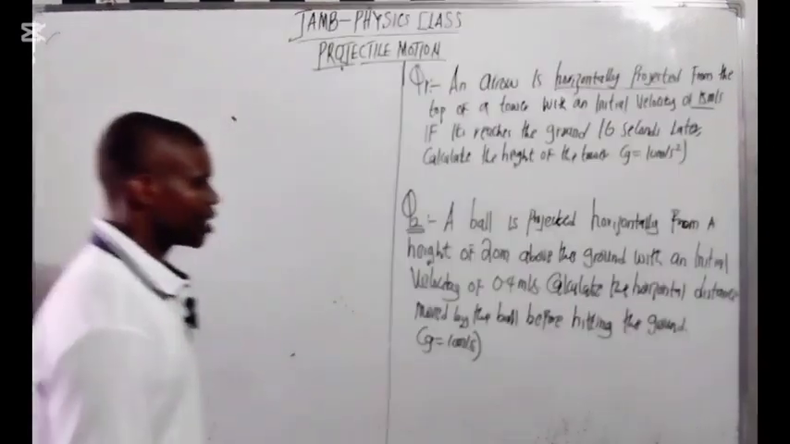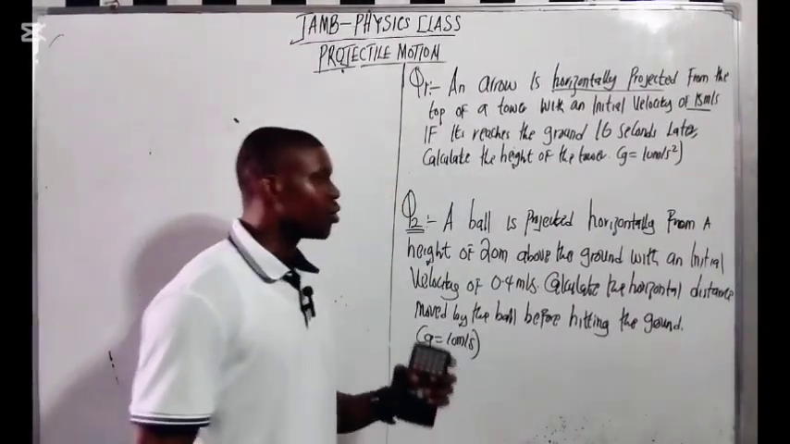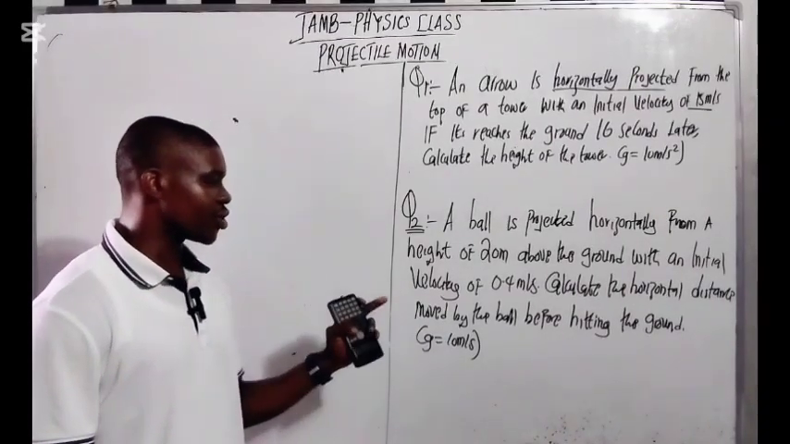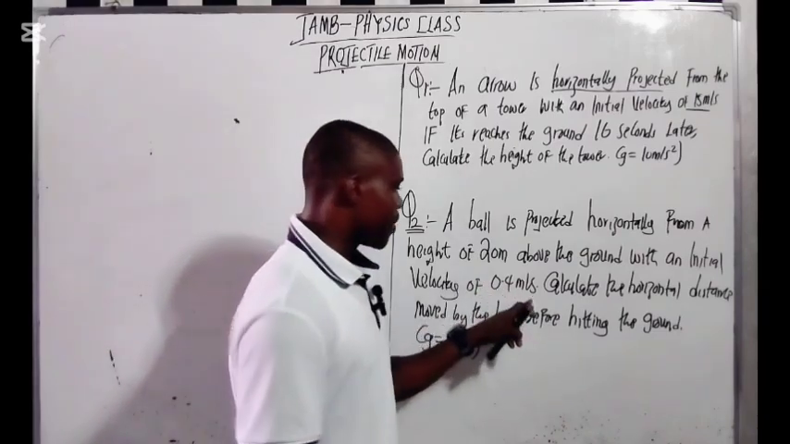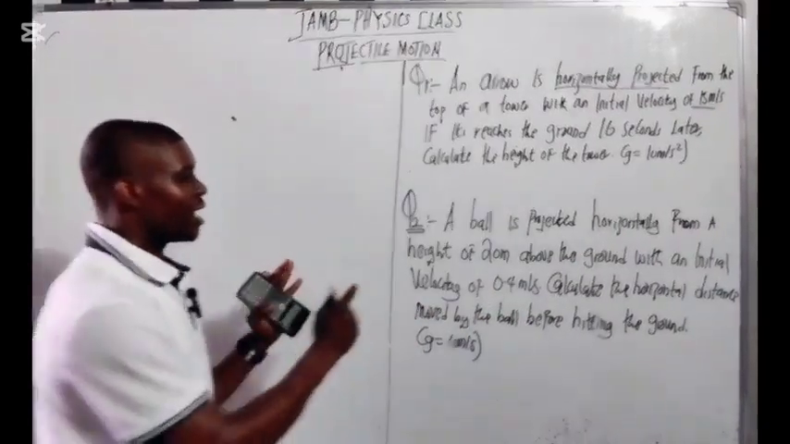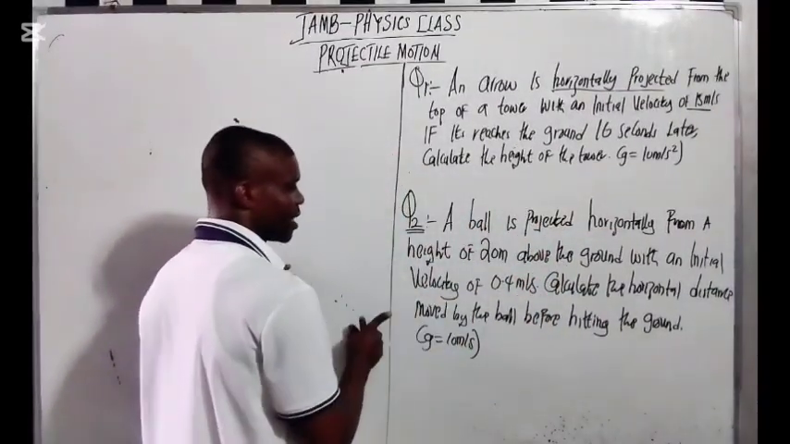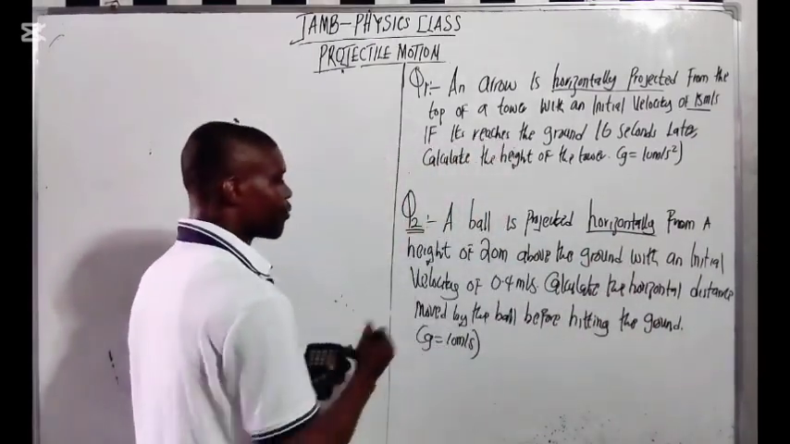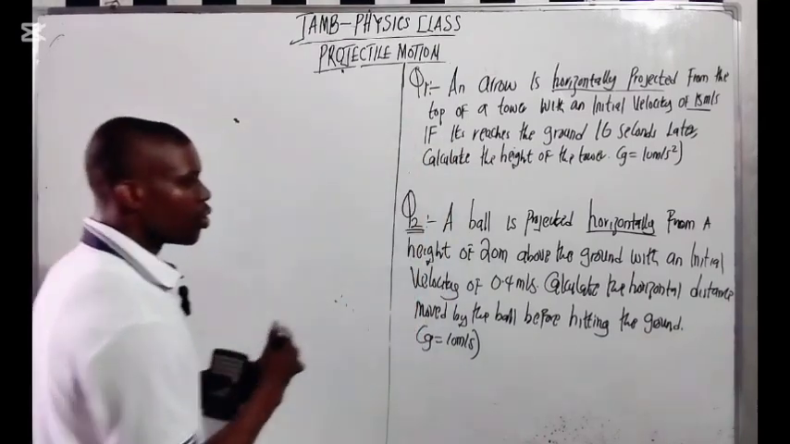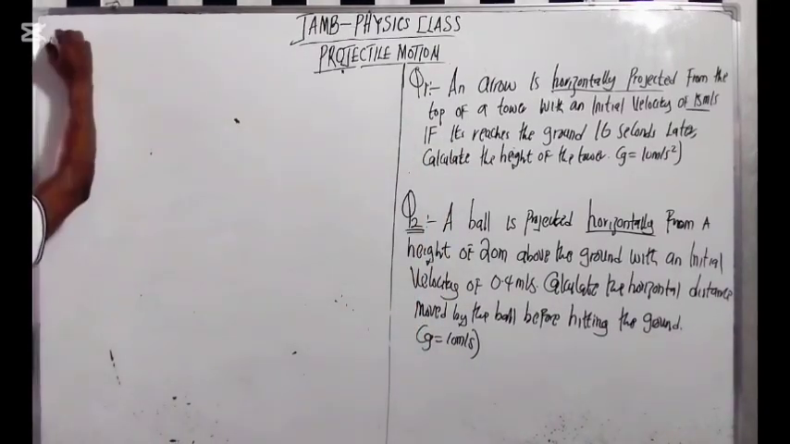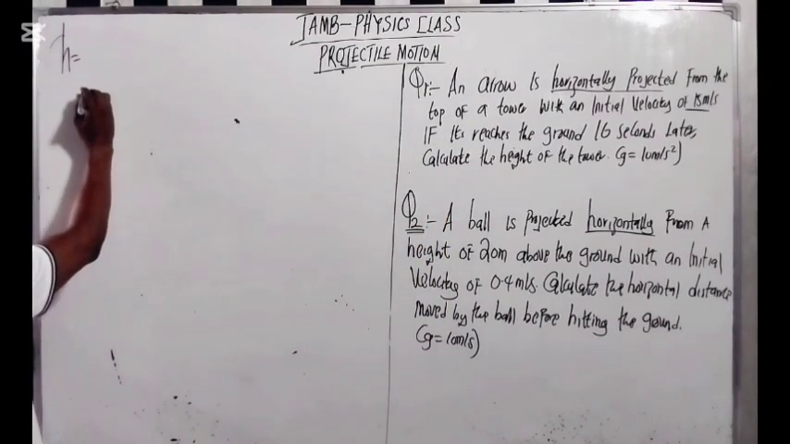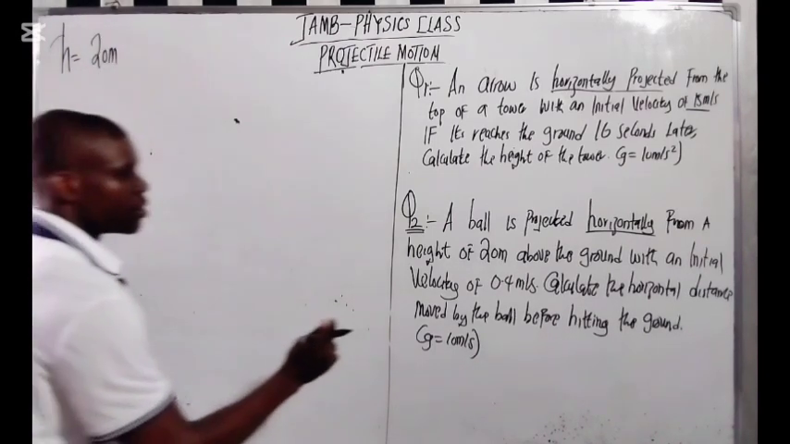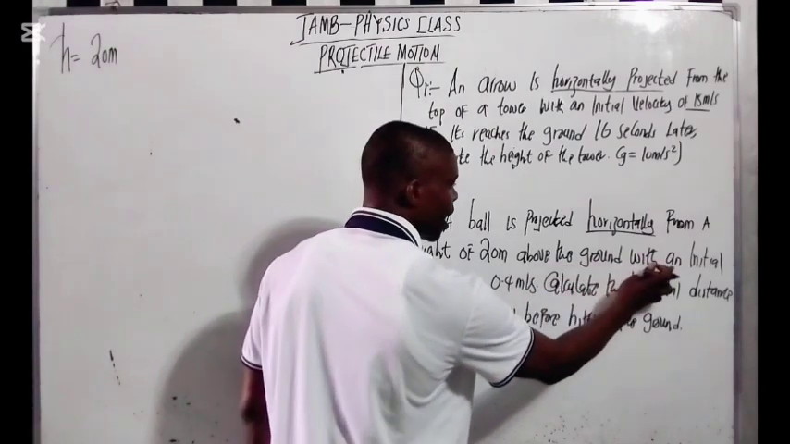Let me go to our question 3. You say that a ball is projected horizontally from a height of 20 meters above the ground with an initial velocity of 0.4 meters per second. Look at something here. Let's analyze the first sentence. A ball is projected horizontally, right, from a height. So the height is 20 meters, right? Now above the ground with an initial velocity.